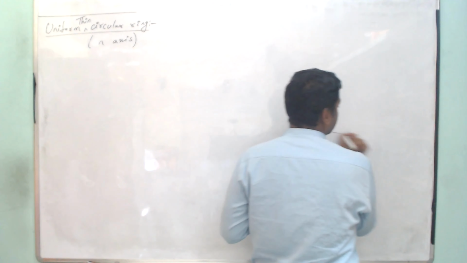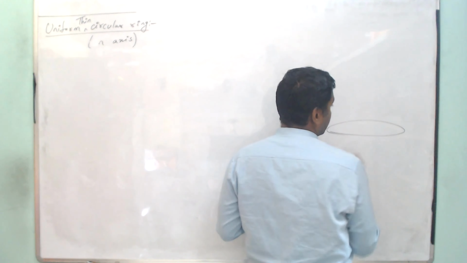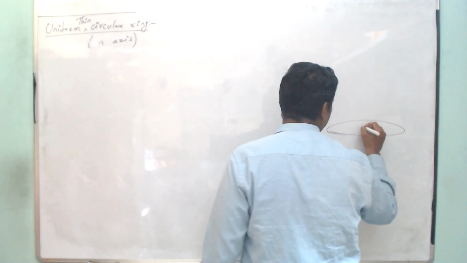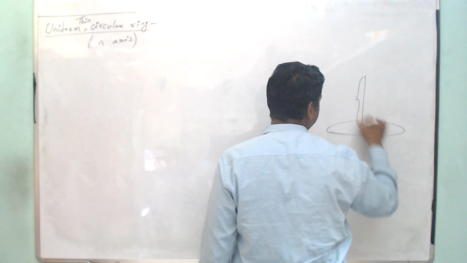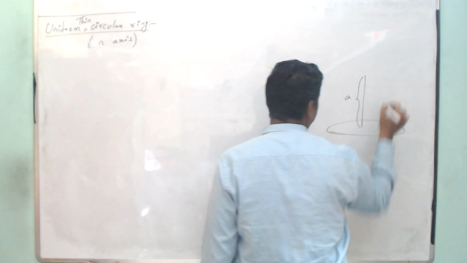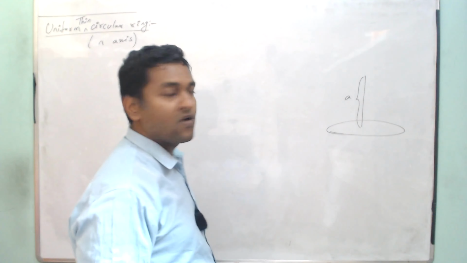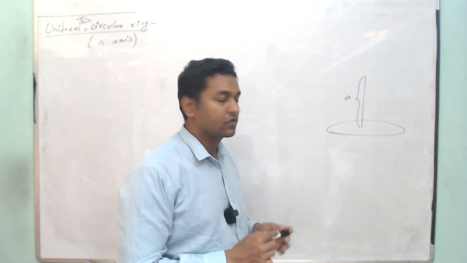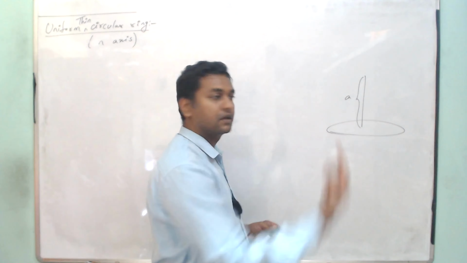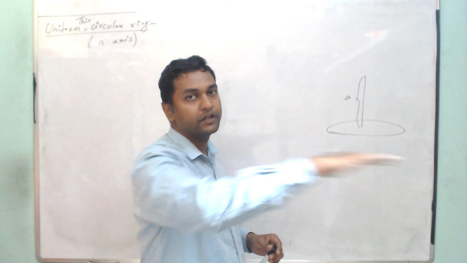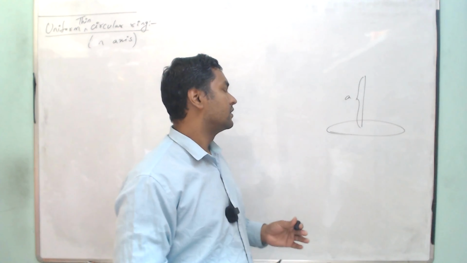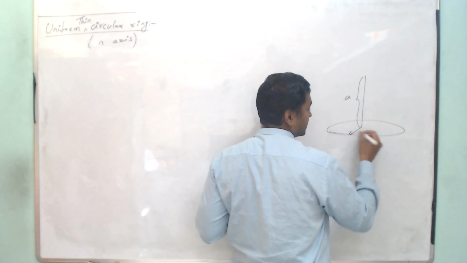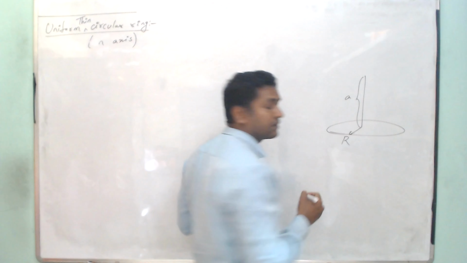So we have a thin circular ring, and due to this thin circular ring, at a distance of a on its axis, this is the axis. This is my ring, and the axis is perpendicular to the plane of the ring, right? Now, let us take this radius as R.